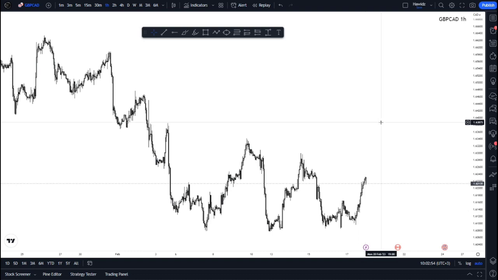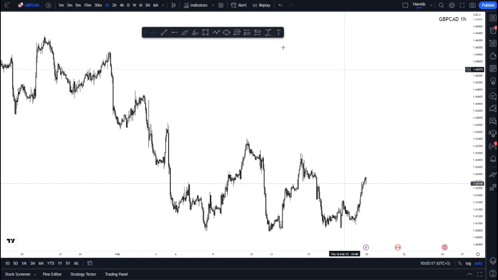I'm going to be teaching you guys how to day trade by only using two time frames. The first time frame being the 1 hour time frame, like you can see here, I'm on the pound Canadian dollar on the 1 hour chart, and the second time frame we're going to be using is the 5 minute time frame for entries and confirmation, of course.